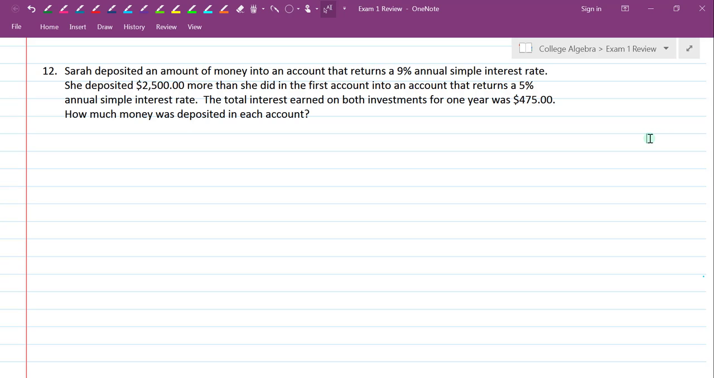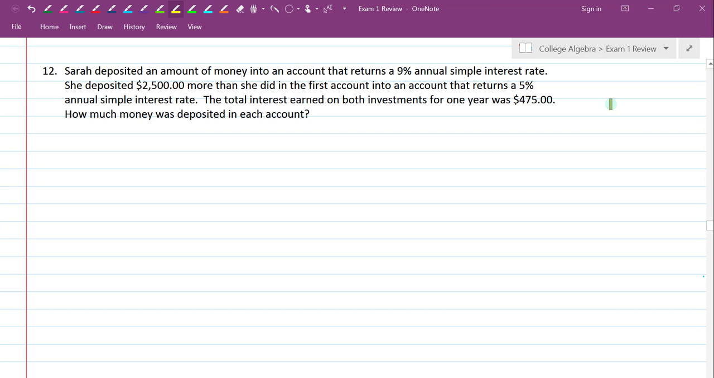Sarah deposited an amount of money into an account that returns 9% annual simple interest rate. She deposited $2,500 more than she did in the first account into an account that returns 5% annual simple interest rate. The total interest earned on both investments for 1 year was $475. How much money was deposited into each account? Because I know that it's a simple interest rate, that tells me I'm going to be taking the interest rate, multiplying it by the amount of money invested, and that will give me the return on that investment. We'll add that together for both of the 2 different investments, and it should equal our total return of $475.